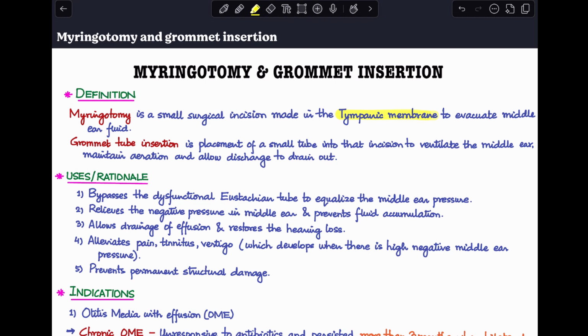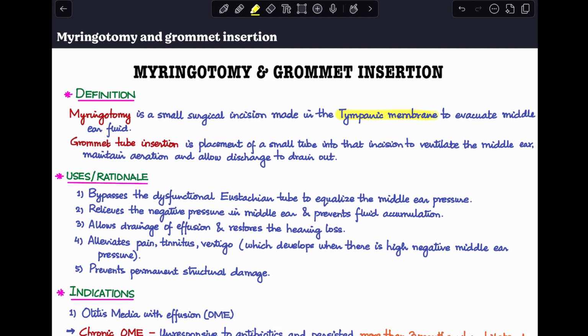What is Grommet insertion? It is a ventilation tube that we place into that incision that we have created during myringotomy to ventilate the middle ear, maintain its aeration, and allow discharge to drain out. So these two procedures are usually combined together in a lot of indications, which I'll talk about in a little bit. So what is the purpose of doing this surgery?